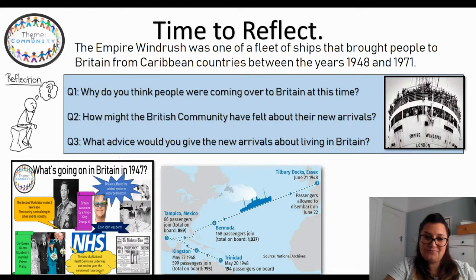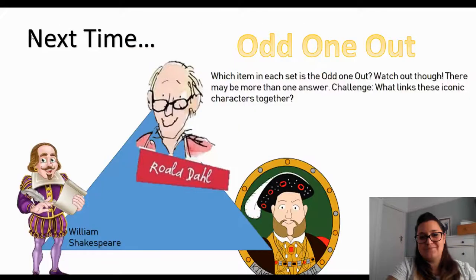Welcome back. I'm going to leave you there today, but with a little sneak peek as to our first task tomorrow, that little starter activity. We're going to be looking at which one of these characters is the odd one out. Mr. William Shakespeare, Roald Dahl, and Henry VIII.